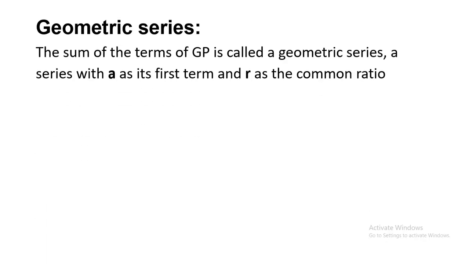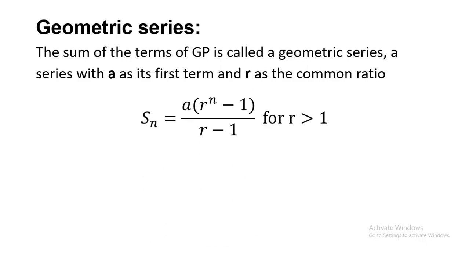Okay, so now we are moving towards geometric series. The sum of the terms of a GP is called a geometric series, a series with a as its first term and r as a common ratio. These are the two formulas that we will be using. If a sequence is a geometric sequence and we need to find the sum of that sequence, the sum will be called a geometric series. Now a is the first term and r is the ratio.